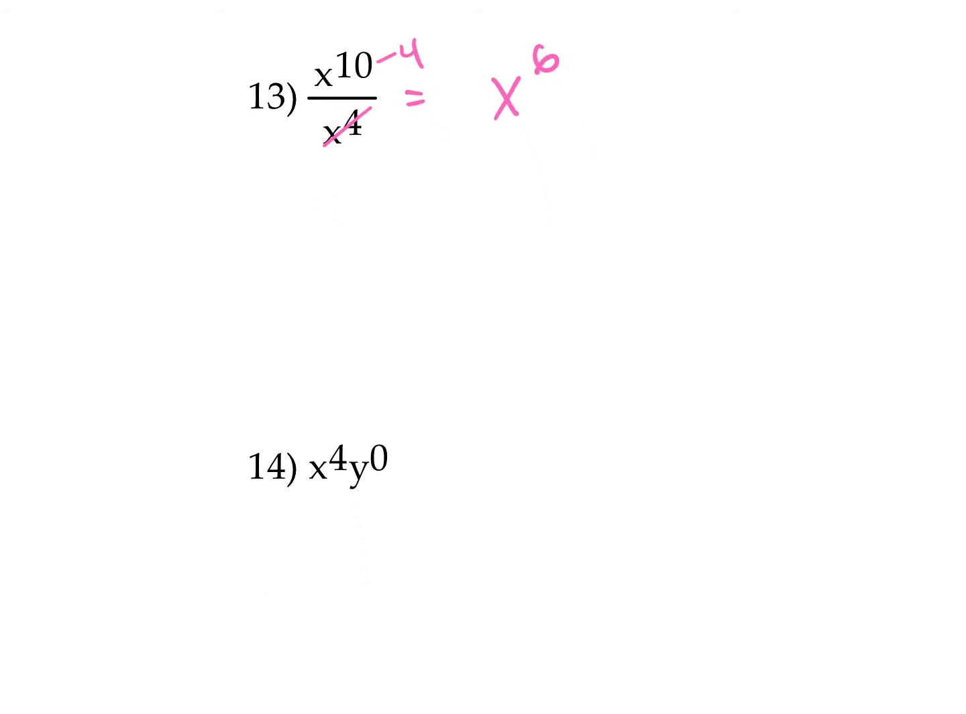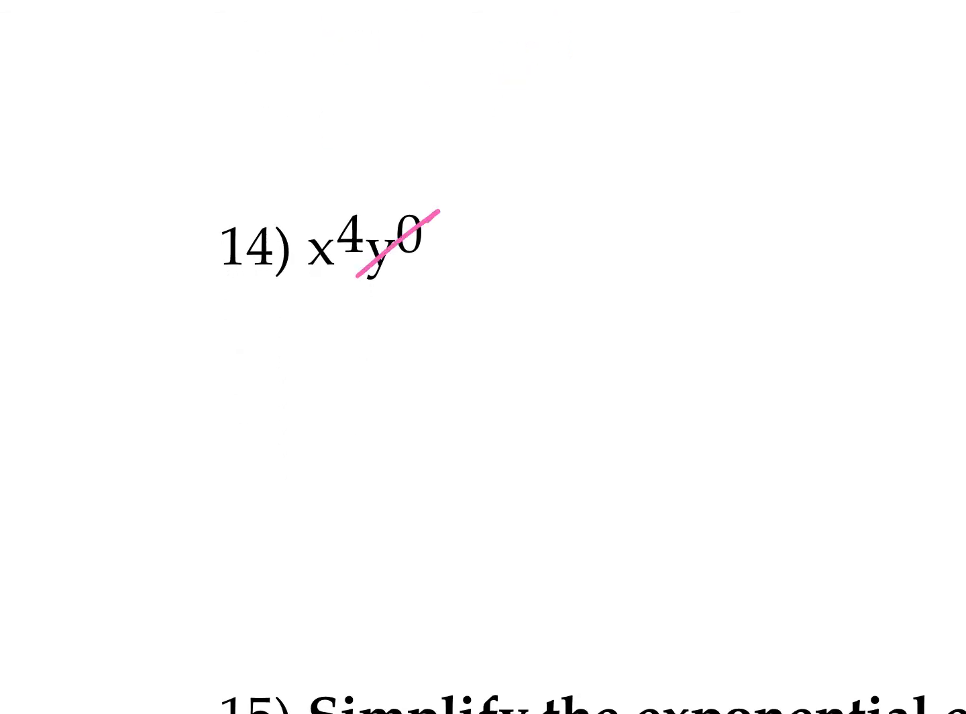For 14, how do I simplify? Awesome. Y to the power of 0 is 1. So what's x to the 4th power times 1? Just x to the 4th power. So notice how not the whole thing is 1, just the part with the exponent of 0. Just that y turns into 1.